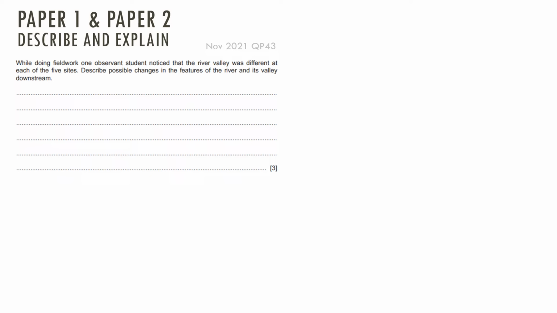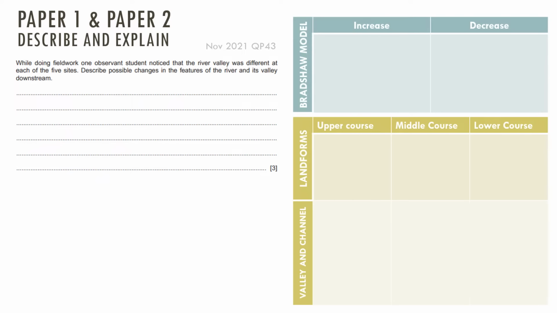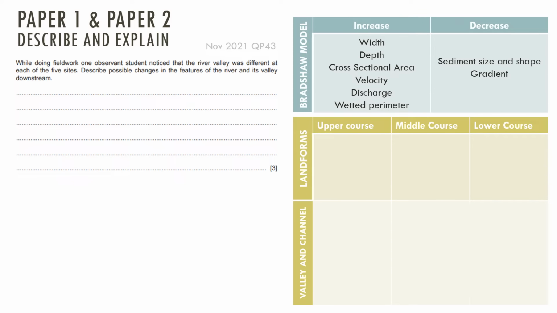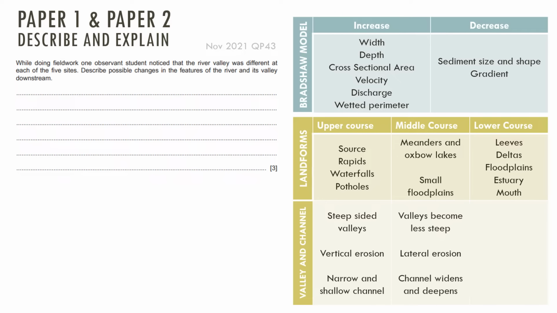As well, there are some nice questions here. This is for 3 marks. Describe possible changes in the features of the river and its valley downstream. I've always found this table to be quite helpful. So the Bradshaw model, these are the characteristics of the river that should increase. These are the ones that should decrease. In terms of other features of the river, landforms, these are the landforms that tend to appear or start to appear at the various courses of the river. And this is what the valley and channel should be doing and the processes that occur.